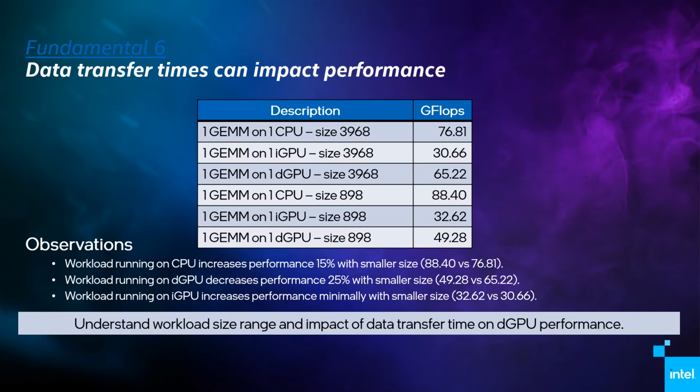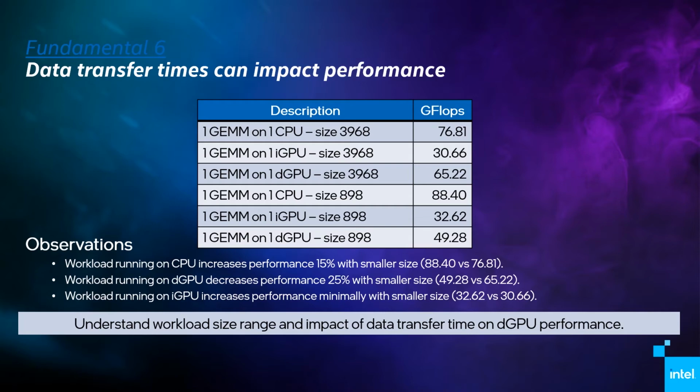But in this case, because there just wasn't as much memory to be transferred, there wasn't as much calculation to be done, the cost of those memory transfers between the CPU and the GPU was larger and resulted in a lowering of the performance. And then lastly, we see the workload running on the iGPU. It actually increases performance minimally with the smaller size, and that's because the memory is actually shared between the CPU and the iGPU, so those memory transfers amount to not much.